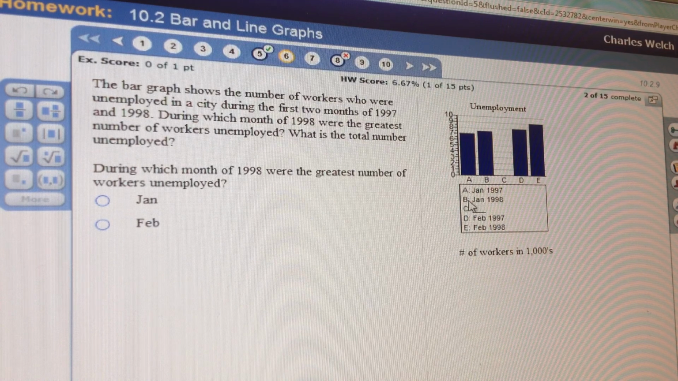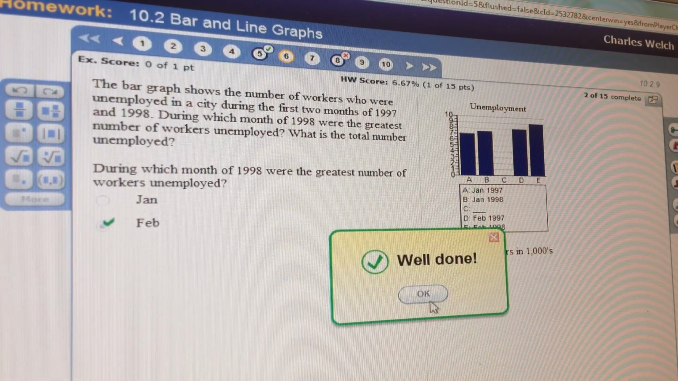So we've got B is January 1998 and E is February 1998. We're comparing B and E. Since the E bar is taller than the B bar on this graph, I'd say that there were more unemployed in February 1998. So let's go February right here and check that, and we're good.